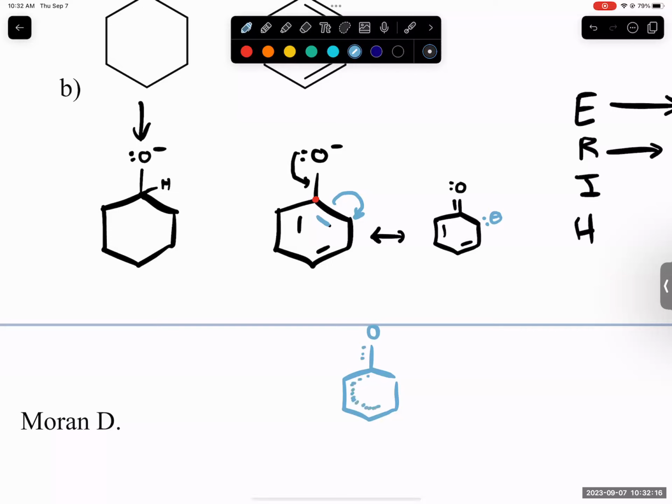And then you would have a partial negative here, partial negative here, partial negative here, and partial negative here. See how we have partial negatives now on 4 atoms rather than just 1 atom where it has a full negative charge? That delocalization allows it to stabilize the negative charge because it's on 4 atoms instead of just 1.